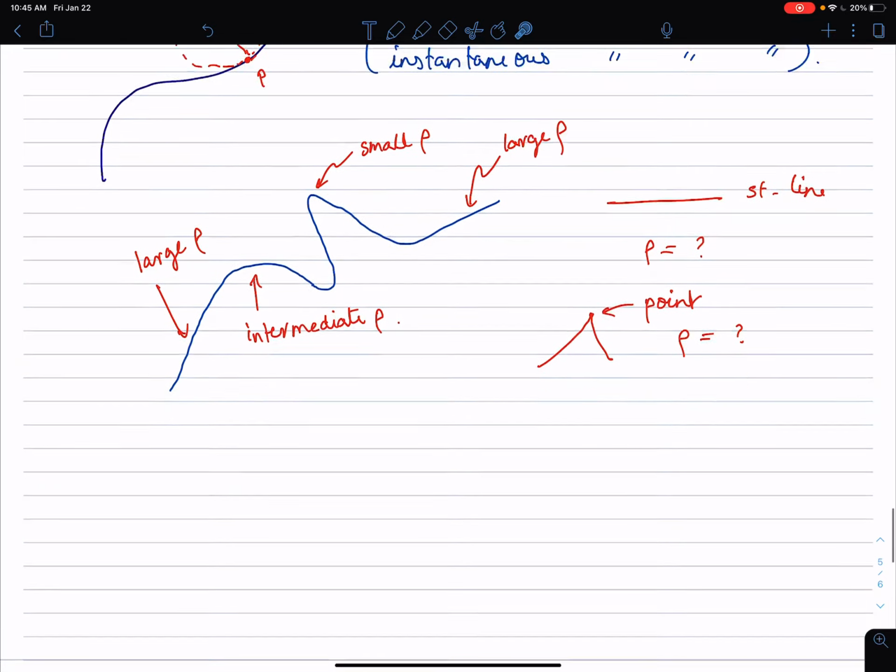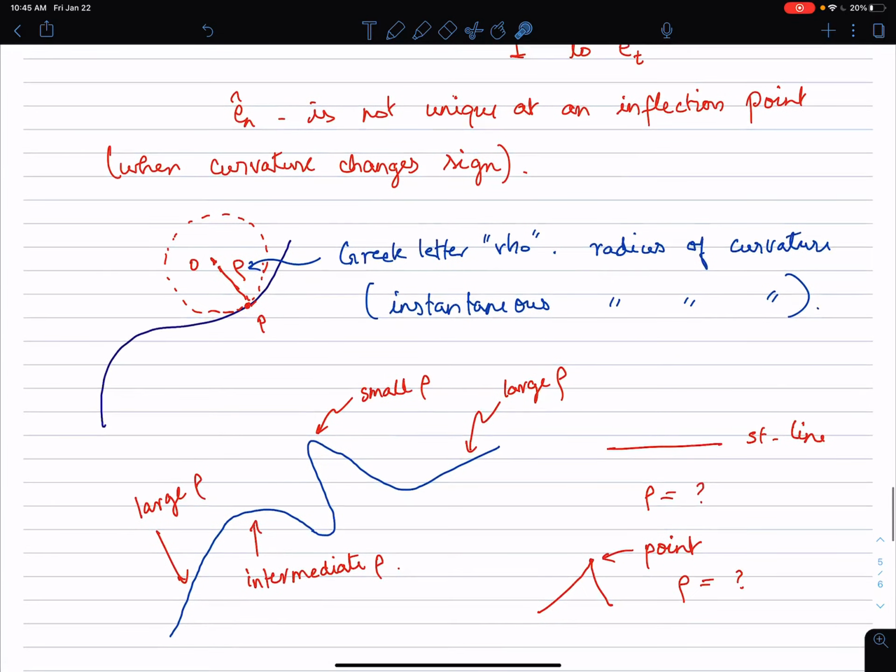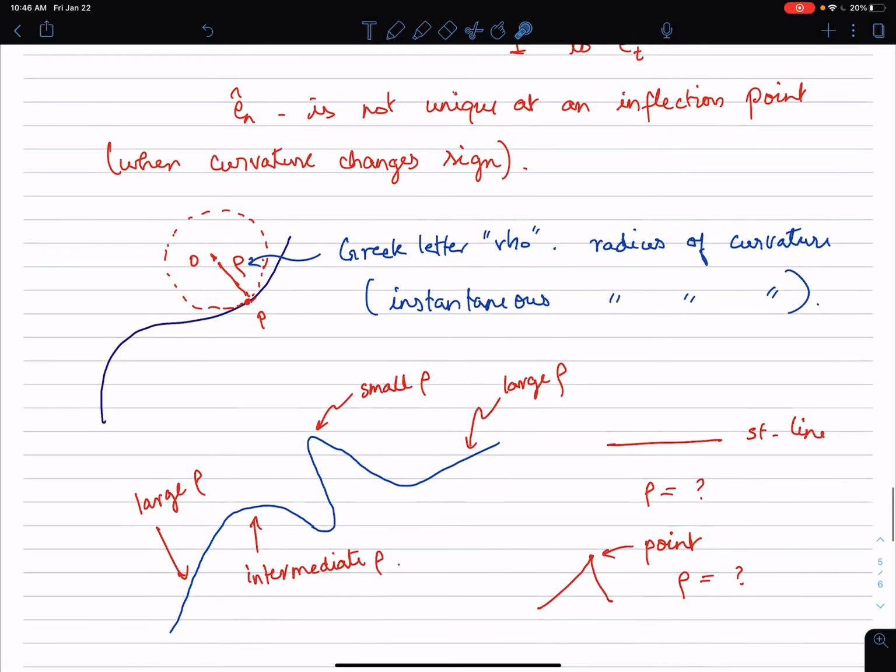So I guess I didn't quite exactly mention how the circle is constructed. I sort of just explained it intuitively, but this circle is technically defined as that circle which at this point is tangent to the curve, right? But a lot of different circles can be tangent to the curve. This circle is defined as a circle which also matches the curvature.